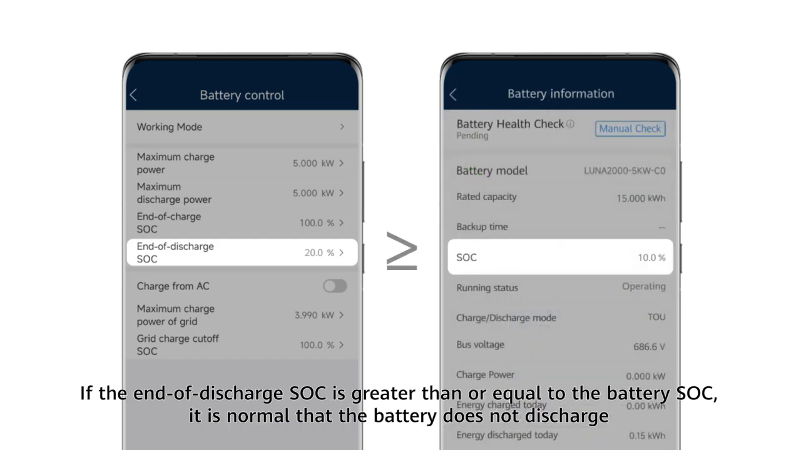If the end of discharge SOC is greater than or equal to the battery SOC, it is normal that the battery does not discharge.